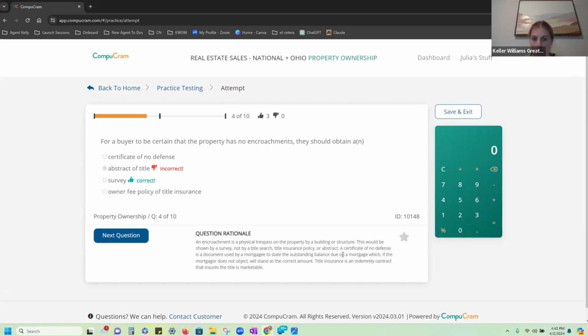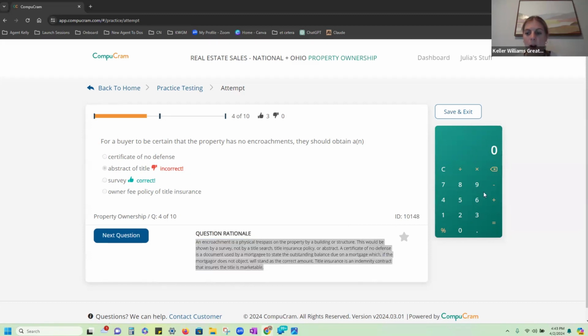A certificate of no defense is a document used by a mortgagee to state the outstanding balance on a mortgage, which, if the mortgagor does not object, will stand as the correct amount. Title insurance is an indemnity contract that ensures that the title is marketable. So to make sure that the property has no encroachments, you would get a survey.